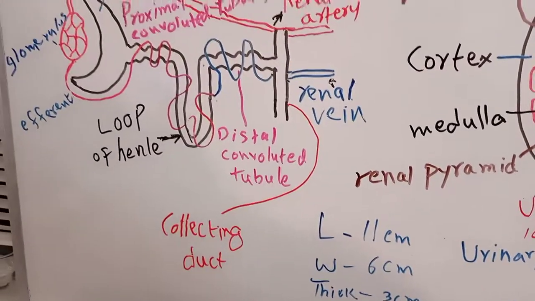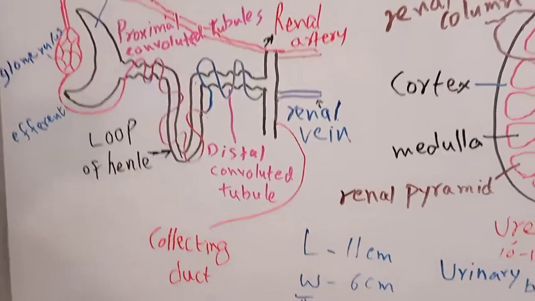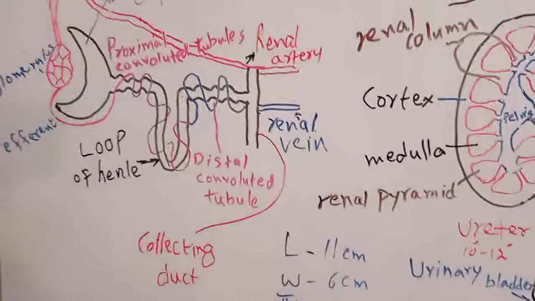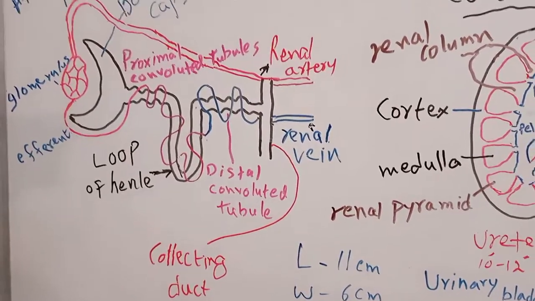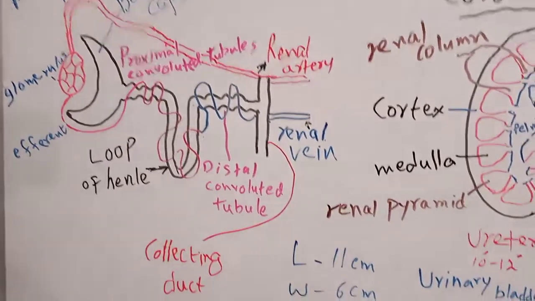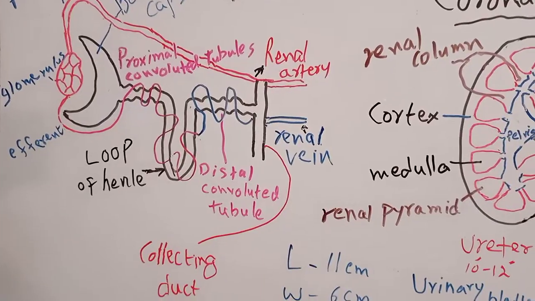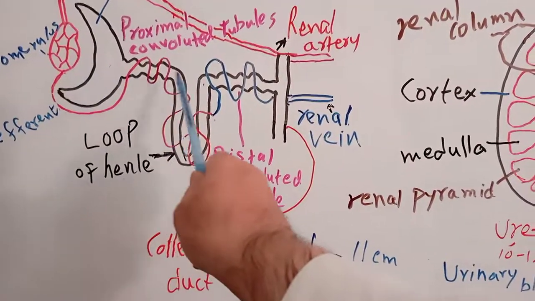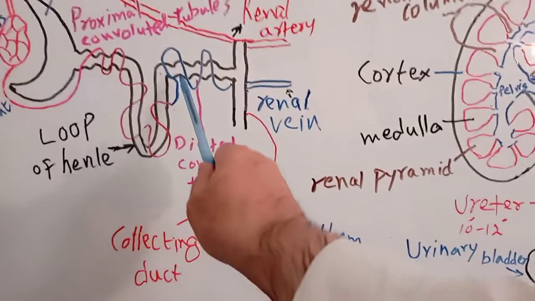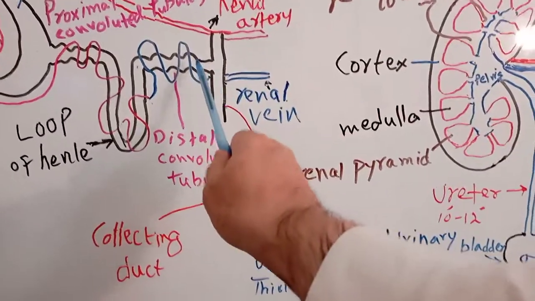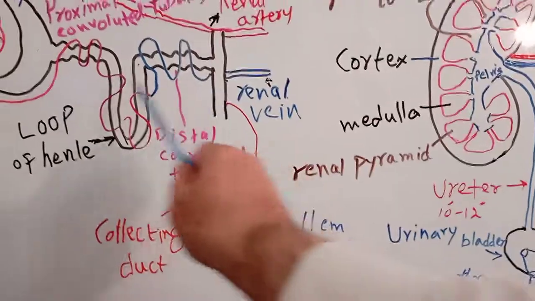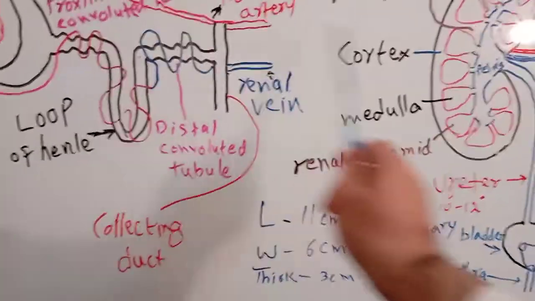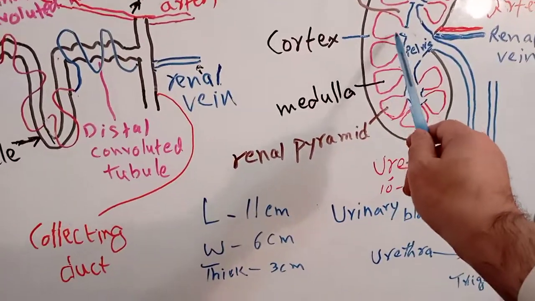The renal tubule consists of 4 sections: proximal convoluted tube, loop of Henle, distal convoluted tube, and collecting duct. This is proximal convoluted tube, this is loop of Henle, this is distal convoluted tube, and this is collecting duct. And these structures are present in the cortex. This is cortex, and this is medulla.